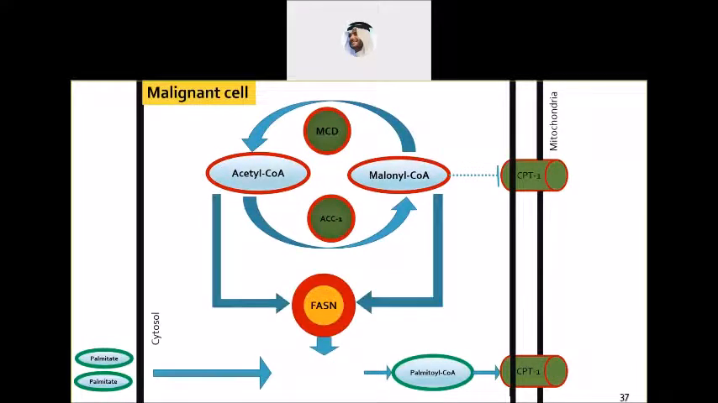So what is the situation in the malignant cells? According to the literature, the malignant cells show high expression of fatty acid synthase. This high expression is needed to produce a high amount of palmitate, as we say that the malignant cells need this palmitate to produce cell membrane, post-translational modification for proteins, and many other things. And for this fatty acid synthesis, we need a high amount of acetyl-CoA and malonyl-CoA for producing the palmitate.